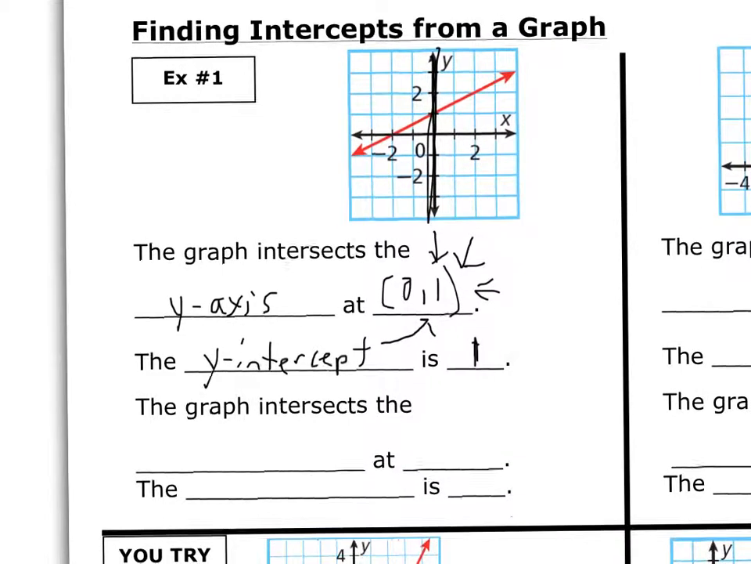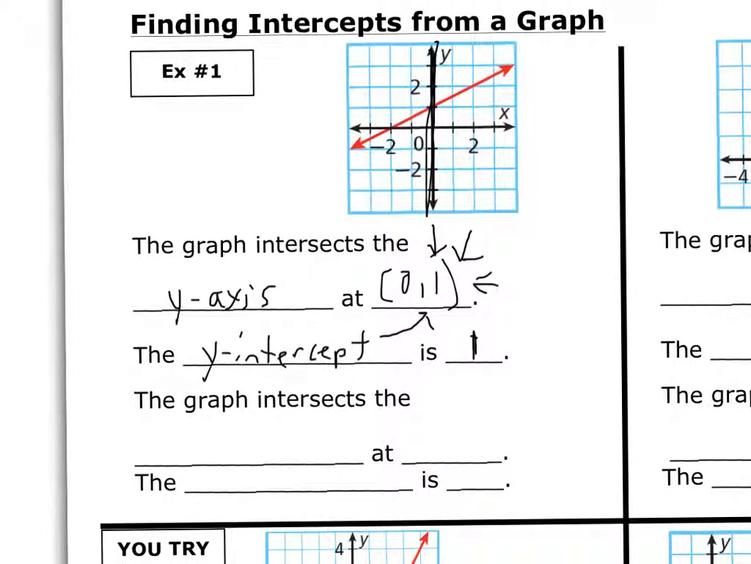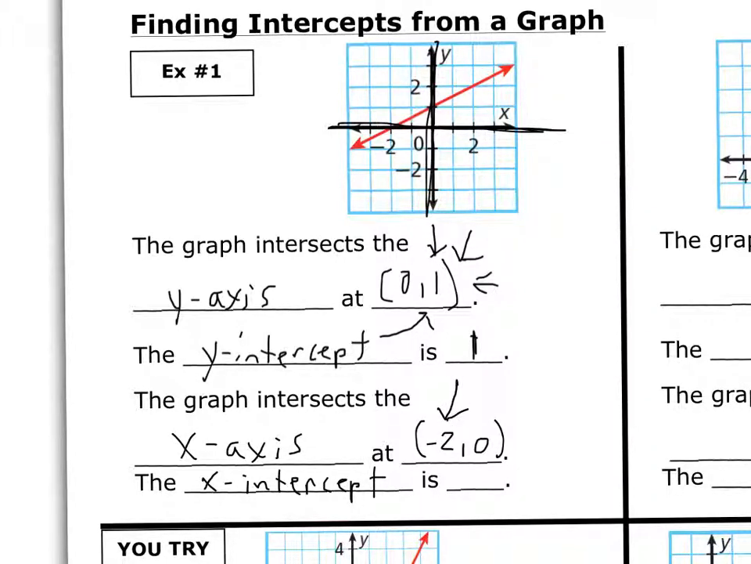Okay, so the graph intersects the x-axis at what ordered pair? You know the x-axis is horizontal. Where does it intersect? At (-2, 0). So the x-intercept is going to be the x value of that ordered pair, so -2. Your intercepts are always going to be numbers. They're not going to be ordered pairs.